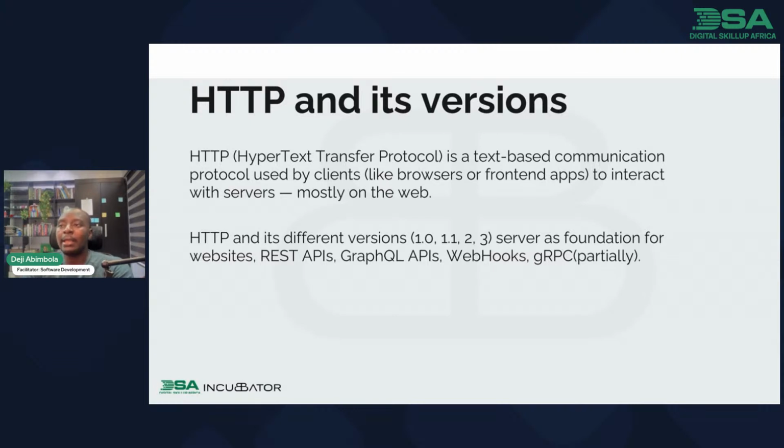When you are visiting a website, like I mentioned, there's always a client and there's always a server. Your browser is the client, and where the website is stored is the server. So HTTP is a text-based communication protocol used by clients to interact with servers, mostly on the web. HTTP has different versions: 1.0, 1.1, version 2, and version 3, and each of them has different abilities and capacities. Some support different communication protocols as well.